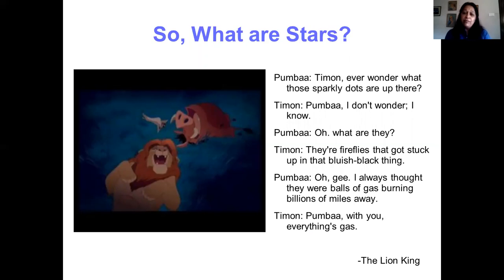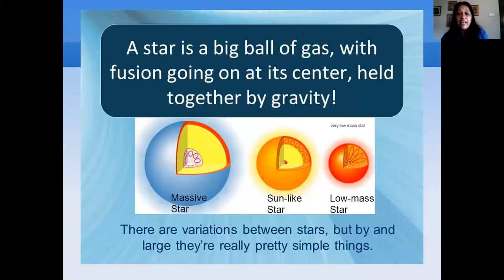But actually, Pumbaa is not wrong, because stars are actually big balls of gas with fusion going on at the center, held together by gravity. So you could have different kinds of stars. You could have massive stars, you could have sun-like stars, you could have low-mass stars. There are variations in the stars, but by and large, they're pretty simple things. Like I said, they are big balls of gas with fusion.